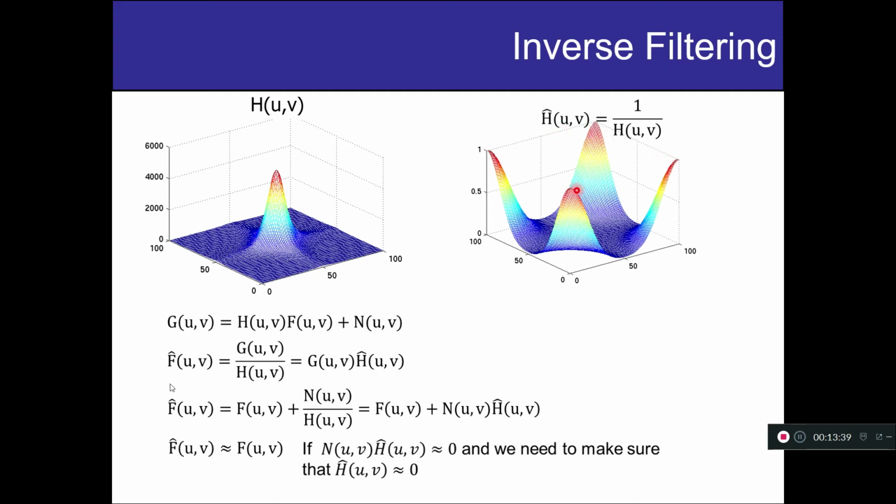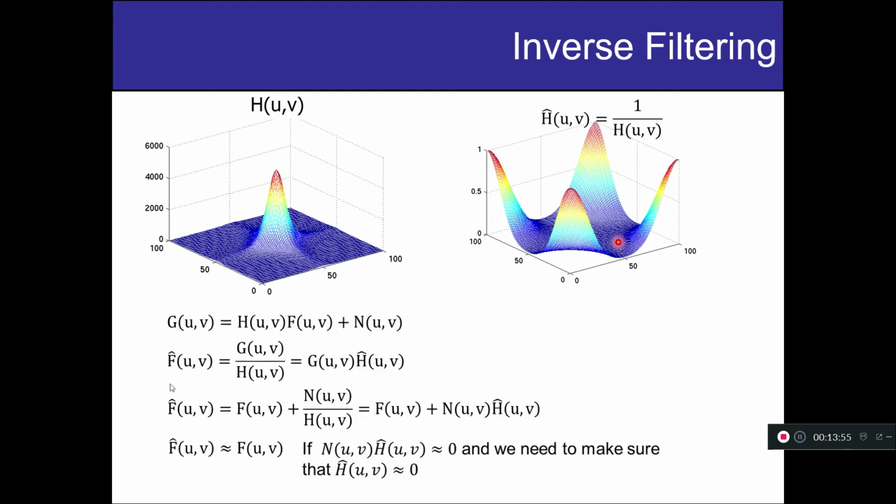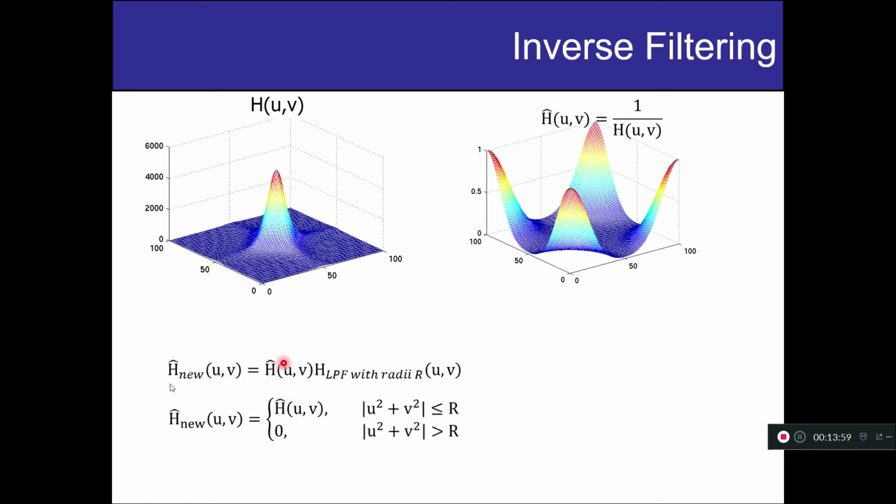Of course it will be distorted by that multiplication process. So that is what we do. As you can see, one way to remove this corner is by multiplying your H hat with another low pass filter with radius r, which you can set later.